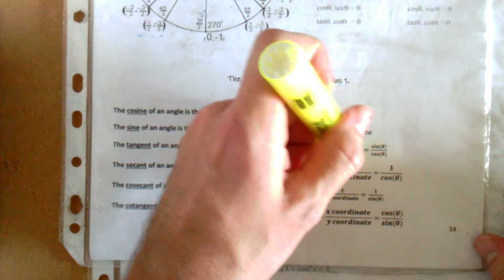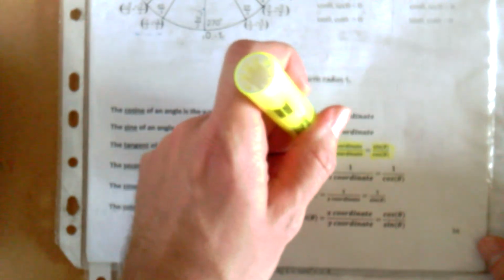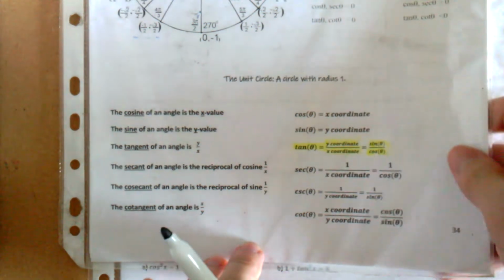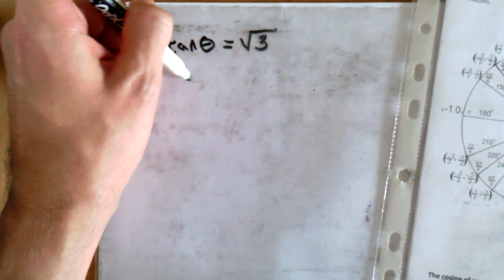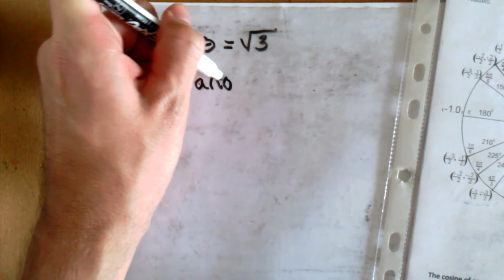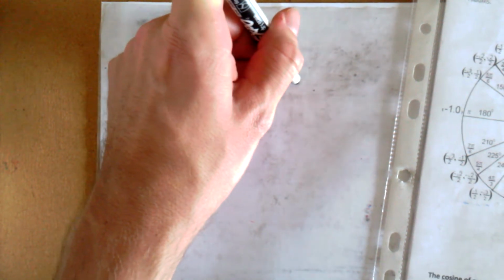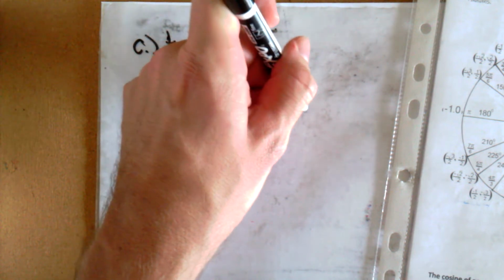So, tangent, which is defined on page 34, is the y-coordinate over the x-coordinate, or the sine over cosine, since the y-coordinate corresponds to sine and the x-coordinate corresponds to cosine. So let's go ahead and write that on our page. I'm actually going to flip it over because I know I'm going to run out of space on page 47. Okay, so tangent, we said, was sine over cosine. So I'll just write it here. Tangent equals sine over cosine.